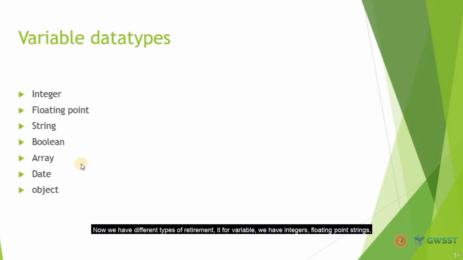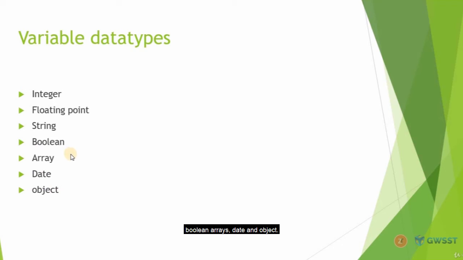Now we have different types of data types when it comes to variables. We have integers, floating points, strings, boolean, arrays, date, and objects. So this might seem really confusing, but don't worry about it. We're going to cover a lot of things about all of these in the further classes.